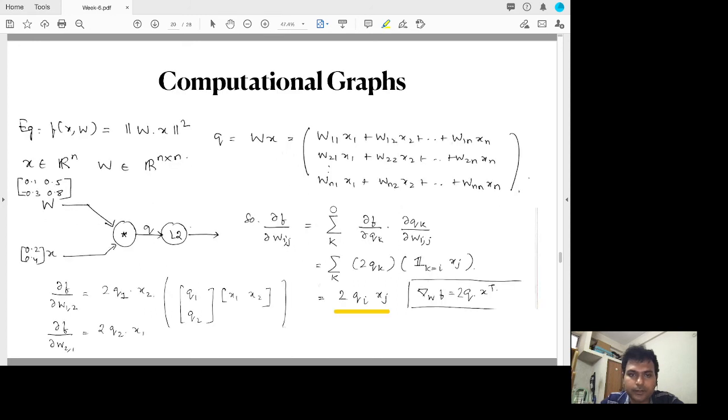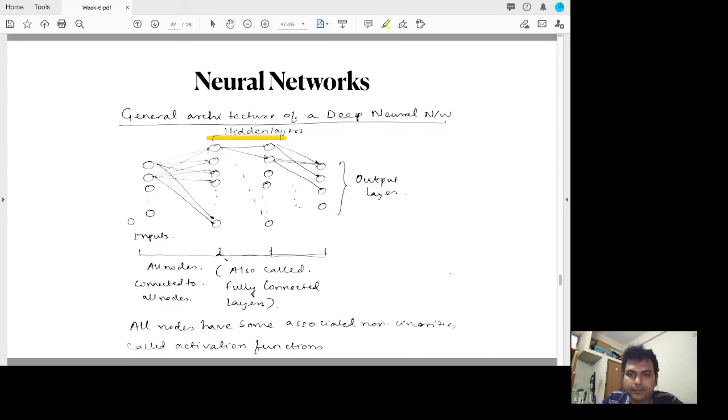For example, this is your x and this is your w, so you will do the same thing here, and you will update w in such a way that your loss goes on decreasing. That is the way backpropagation comes into the picture.